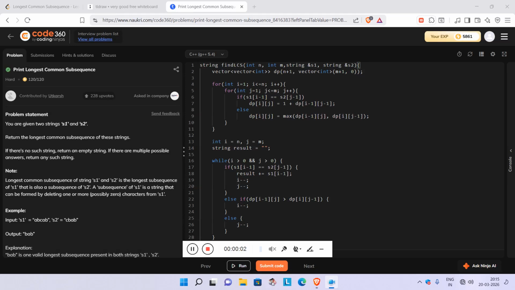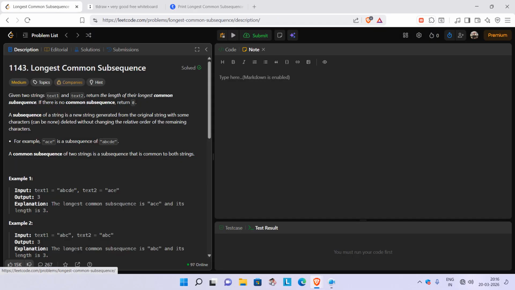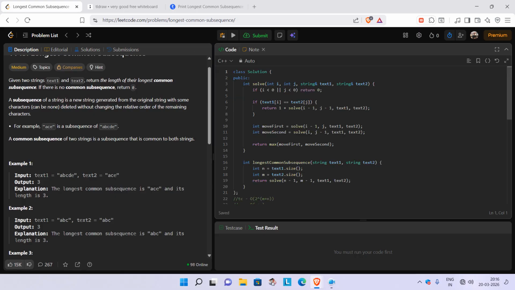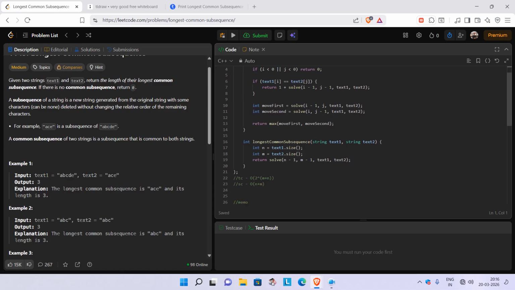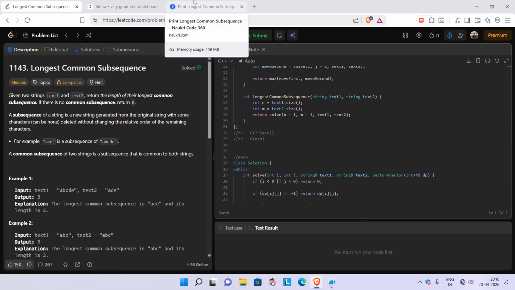So this is the question where we have to print the longest common subsequence. Before this video, I explained what to do if we simply have to return the length of the longest common subsequence, in the LeetCode question. I explained in my previous video how to return the length of the LCS. So this is the continuation of that video.